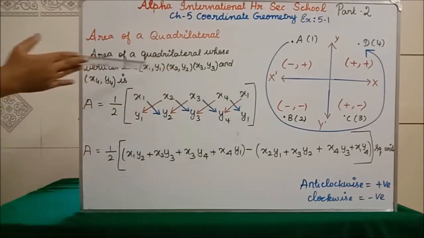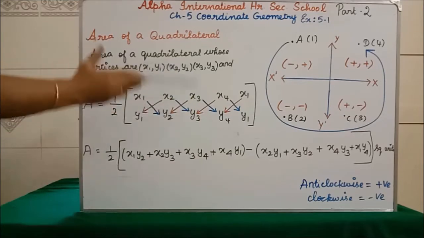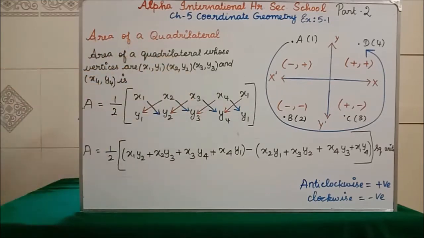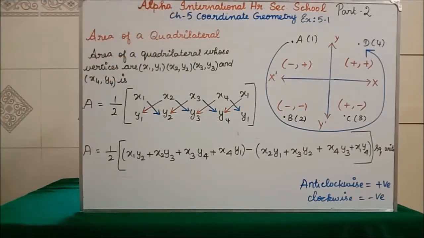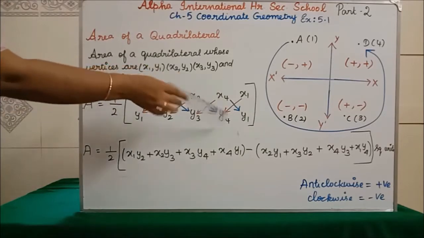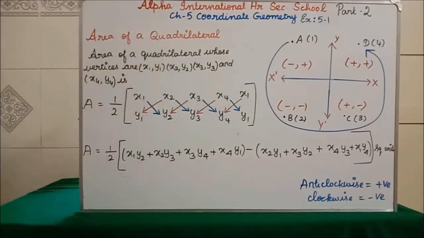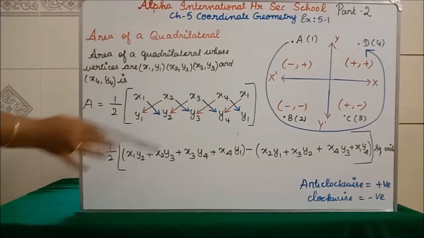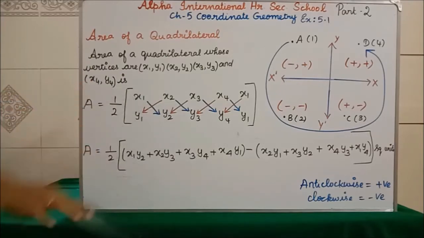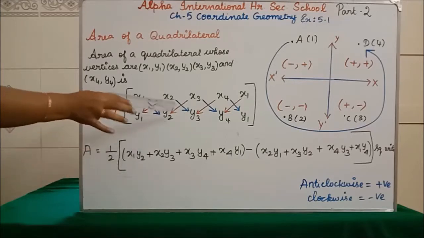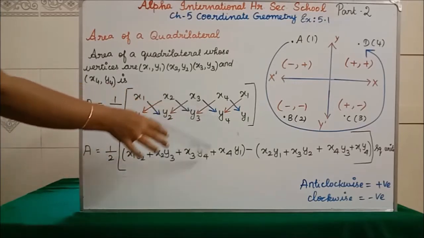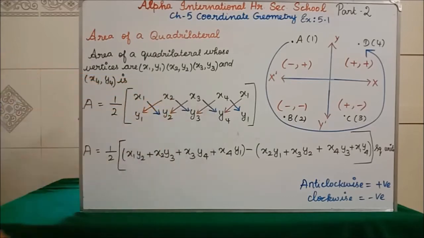See, here we are having 4 vertices, which means we have to write 5 columns. Clear? 3 vertices means you have to write 4 columns. You have to keep that in mind. If you write only 4, you will surely get a wrong answer. Now you need not memorize the formula. From this itself you can easily write your formula. Area equals 1 by 2 of x1 y2, x2 y3, x3 y4, x4 y1.